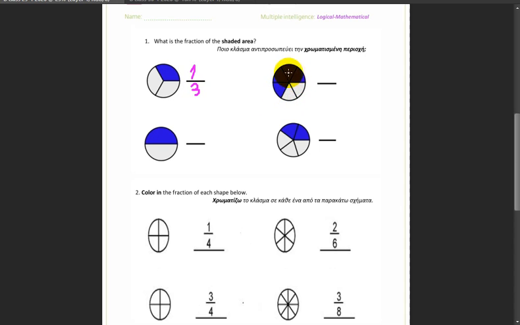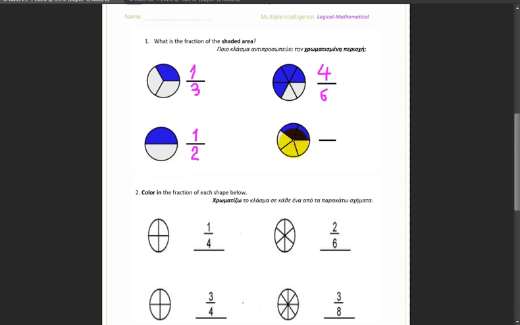Here we see it's 4 out of 6 pieces, so 4 sixths. Here we see it's 1 out of 2 pieces, so 1 out of 2. We call this fraction that has a 2 in the denominator 1/2. Why do we call it 1/2? Because as you can see here, since the entire shape is cut into 2 pieces, that means that each piece is a half of the shape.